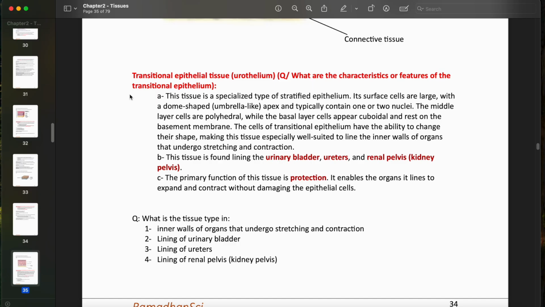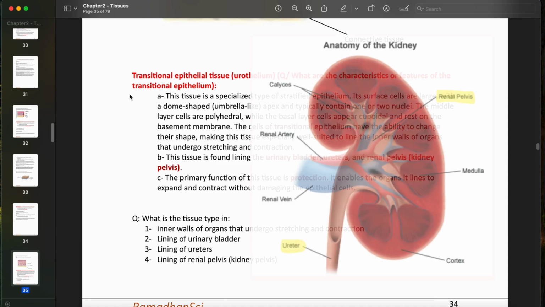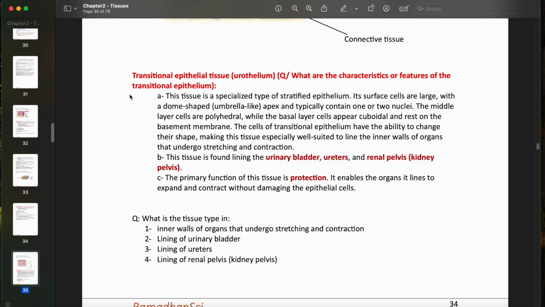And finally, we have the transitional epithelium, aka the urothelium, because it's mainly found in the urinary system, like the bladder, ureters, and the renal pelvis, or the kidney pelvis. This tissue is a specialized type of stratified epithelium. Its surface cells are large, with a dome-shaped or umbrella-like apex, and typically contain 1 or 2 nuclei. The middle layer cells are polyhedral, while the basal layer cells appear cuboidal and rest on the basement membrane.